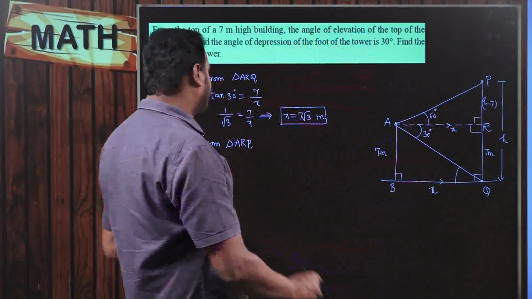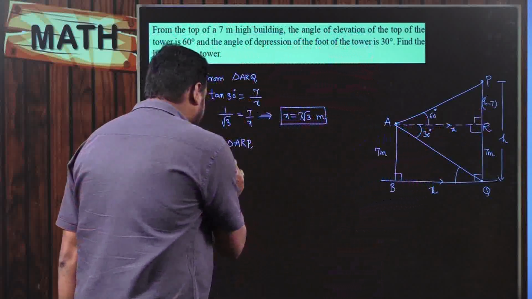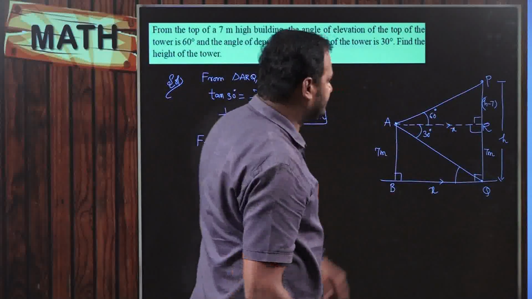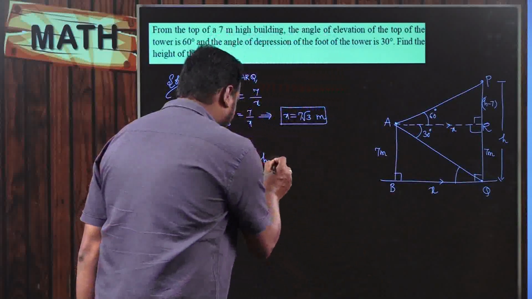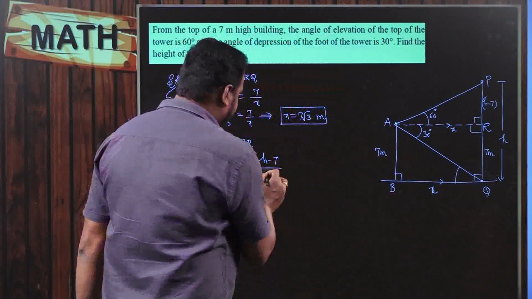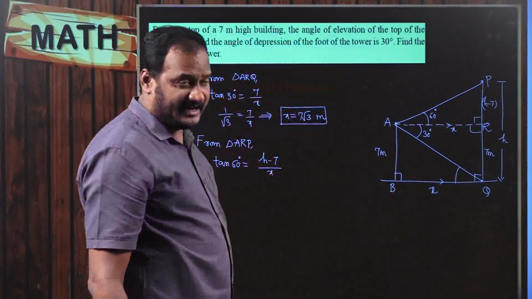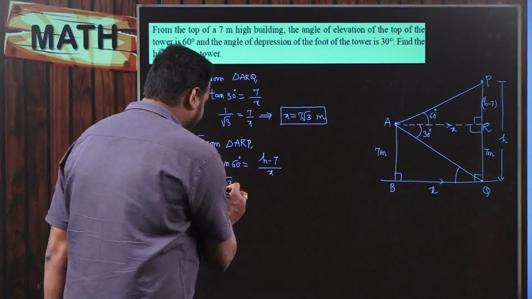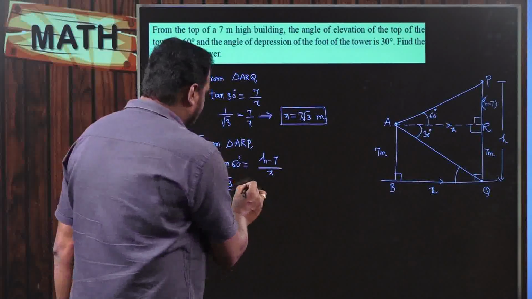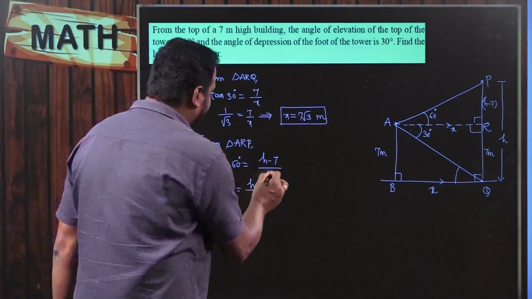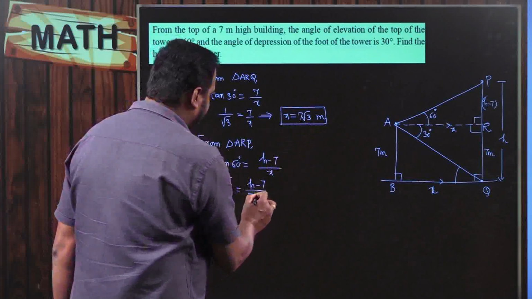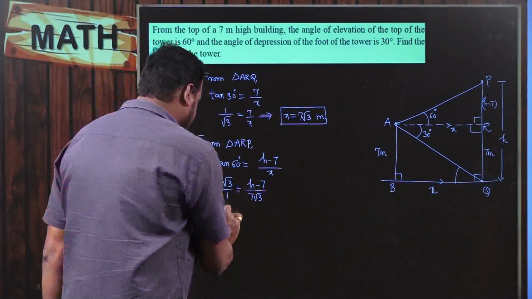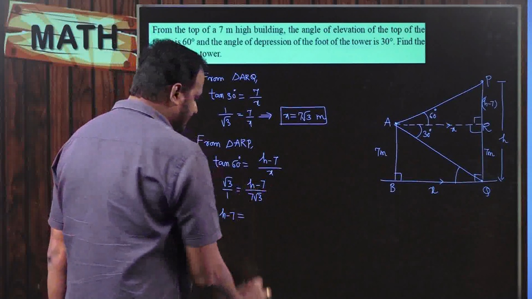So again I should apply tan, but now it is tan 60 degrees. So tan 60 degrees is equal to the side opposite to 60, h minus 7, divided by the adjacent side, x. Now substitute the values. The value of tan 60 is root 3 by 1, which is equal to h minus 7 divided by x. x is equal to how much? 7 root 3. Correct?